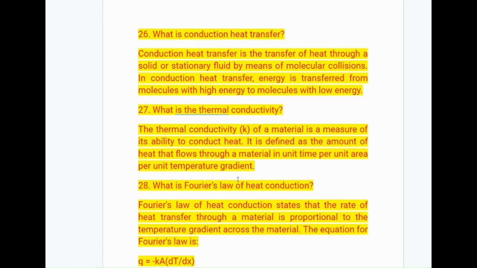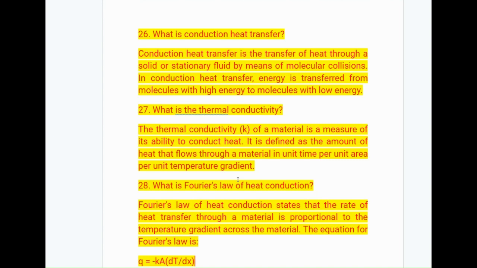27. What is the thermal conductivity? The thermal conductivity, K, of a material is a measure of its ability to conduct heat. It is defined as the amount of heat that flows through a material in unit time per unit area per unit temperature gradient.